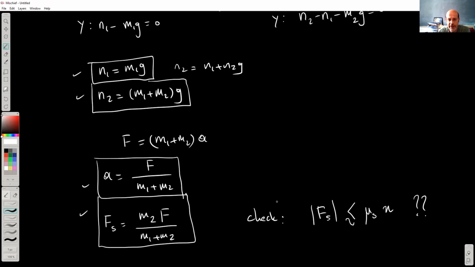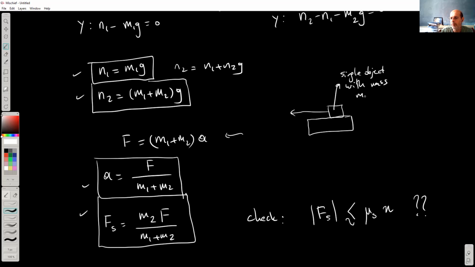Okay, so that's basically what we need to do, all right? But let me first explain this. This is something that you could have guessed, again, by using physical intuition. Since I'm assuming static conditions, both of these blocks are basically behaving as a single object, right? So that's a single object with mass M1 plus M2. Both of these objects can be considered as a single object.